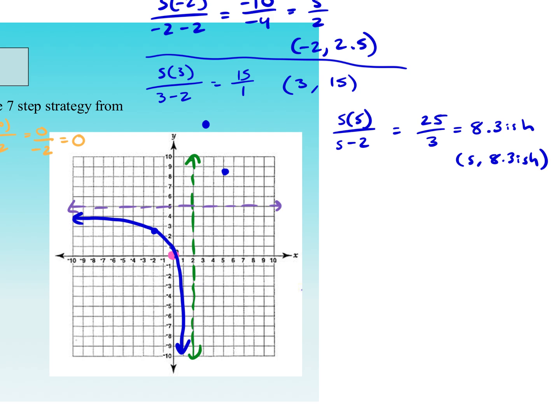So I know my graph's going to hug the corner, and as we go out to infinity, it's going to get closer and closer to my asymptotes. So it'll look like this.